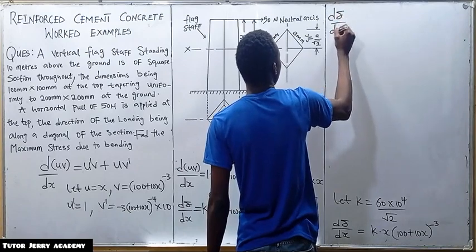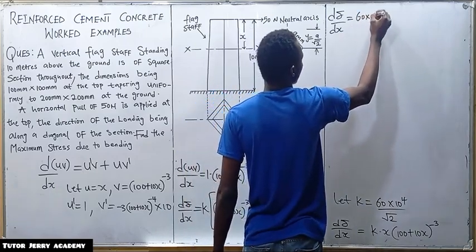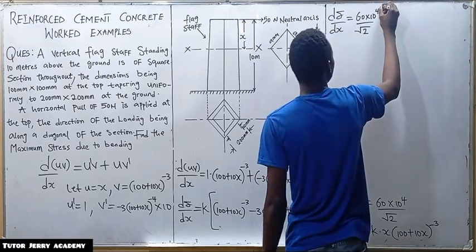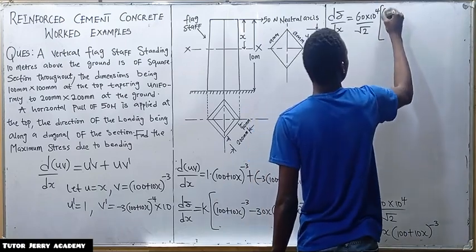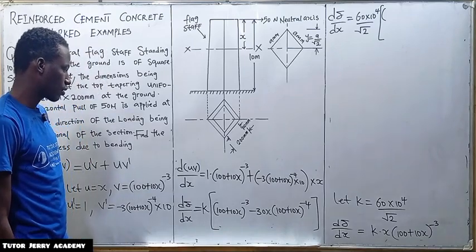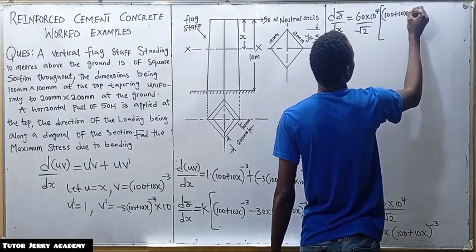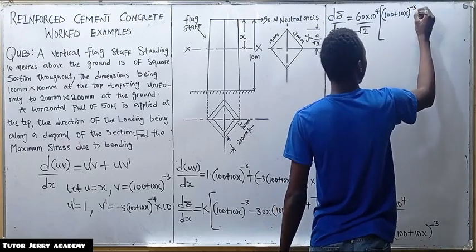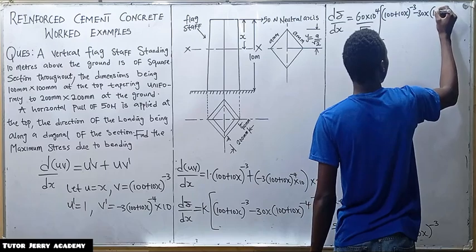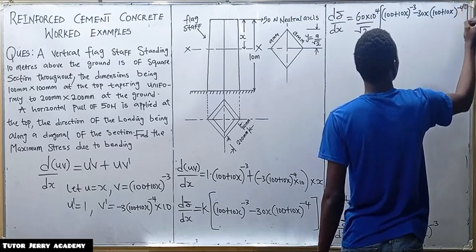The sigma all over x is equal to, we have k equals 60 times 10 to the power of 4 all over the square root of 2. This will be into the bracket of 100 plus 10x all to the power of minus 3, minus 30x into 100 plus 10x all to the power of minus 4, close the bracket.